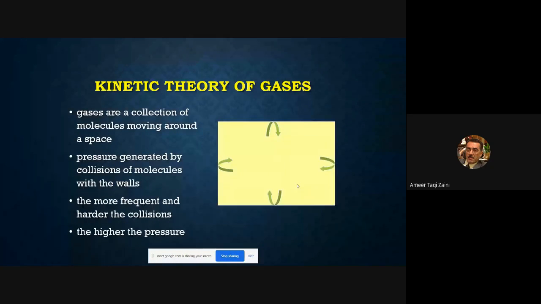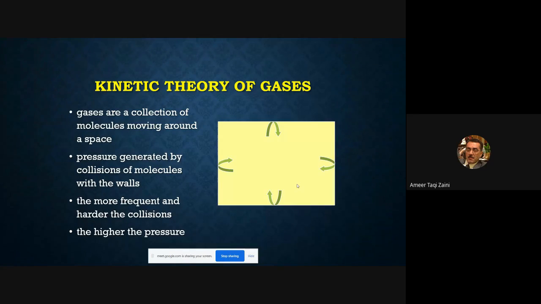Now I will talk about the kinetic theory of gases. If we confine a gas in a space, within the limits of a container, the gas has particles. These particles move inside the container and hit the wall of the container. This hitting of the wall is called collisions of the wall by these particles.